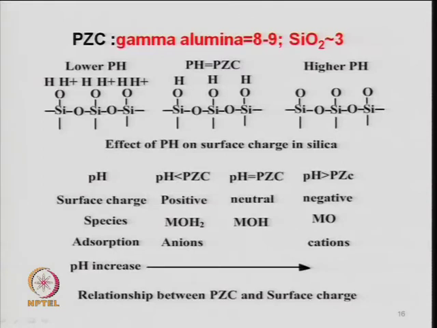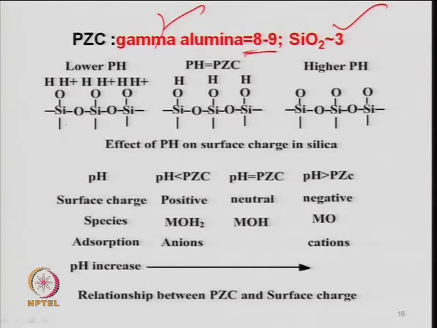So, I have shown this here. If you look here, just for an example, for gamma alumina, right, the PZC is between 8 and 9, and if you look at silica, then it is 3, right. So, it means for gamma alumina at pH 8 or 9, there is no charge on the surface. Same thing for silica, if pH is 3, the surface has no charge. But if you look here, for the silica we have taken a different case. So, this is at lower pH, right.